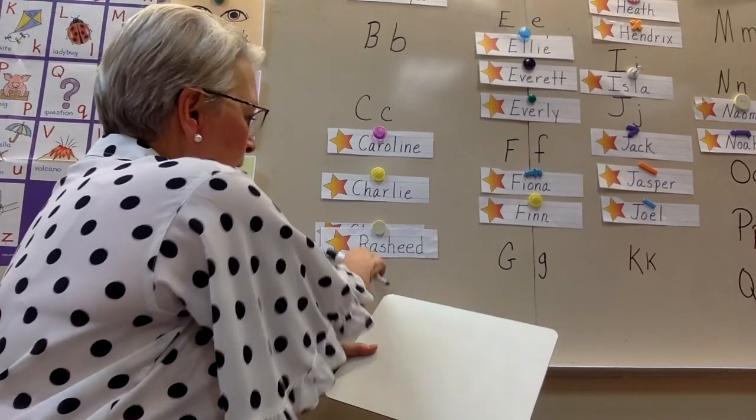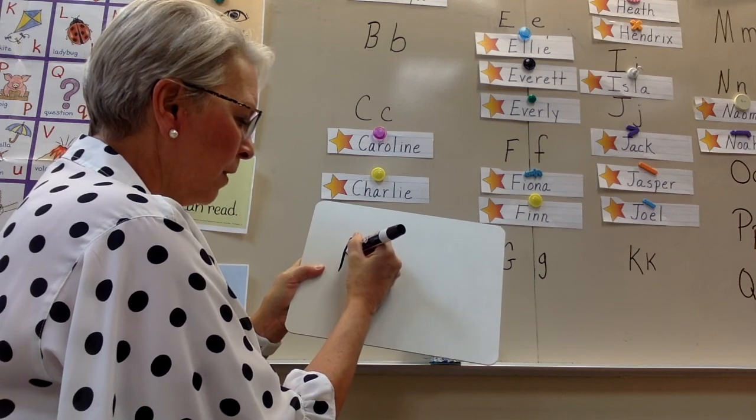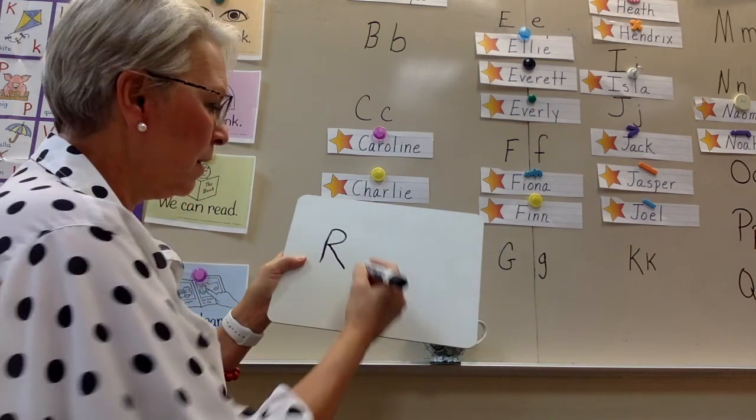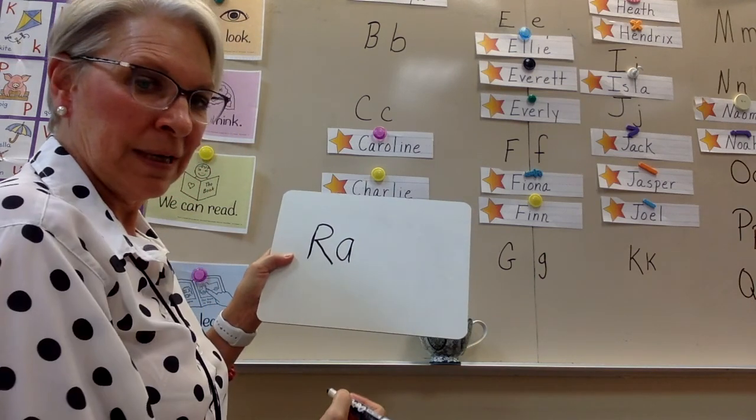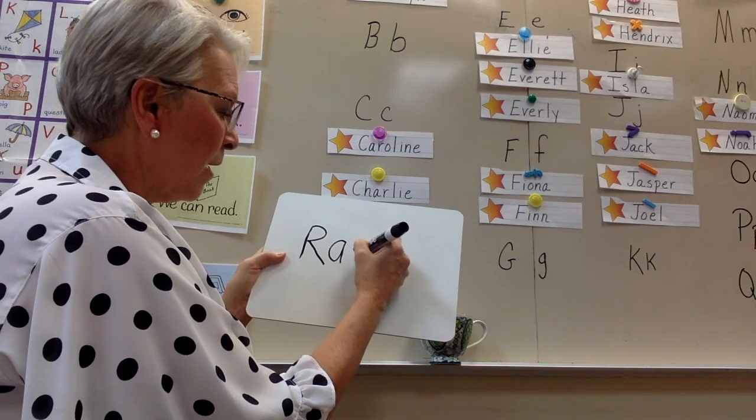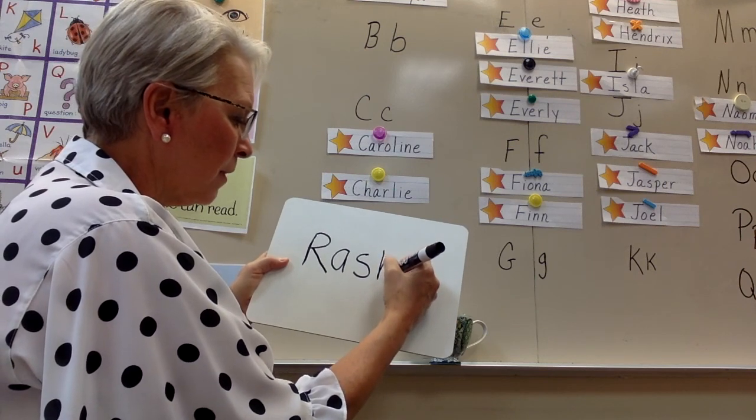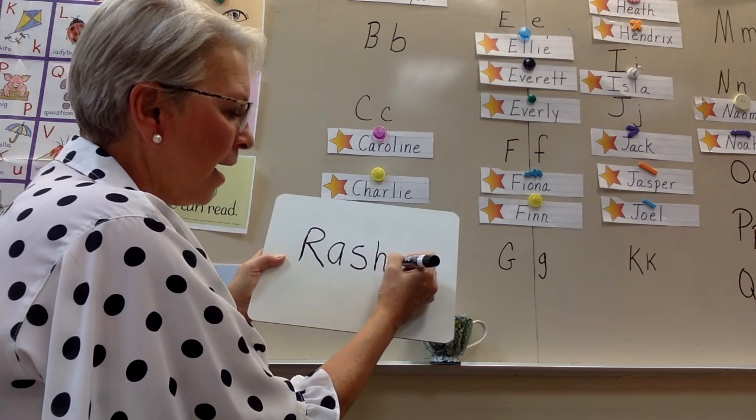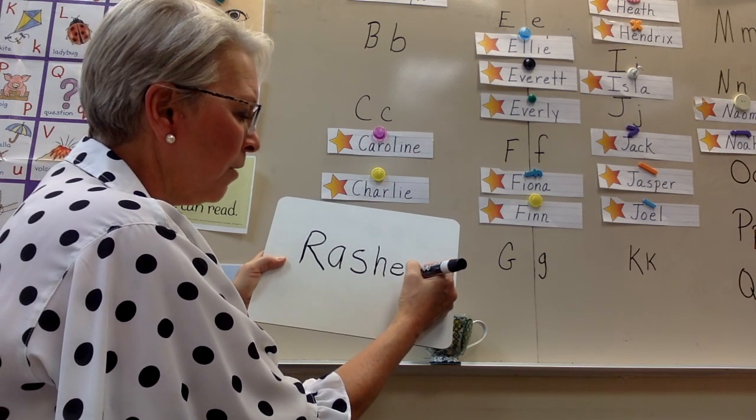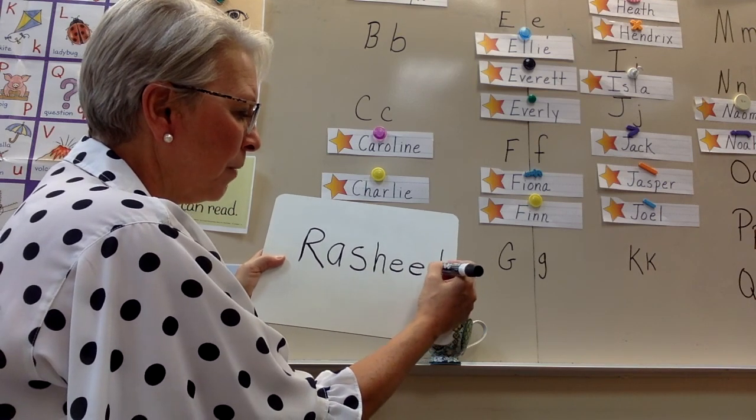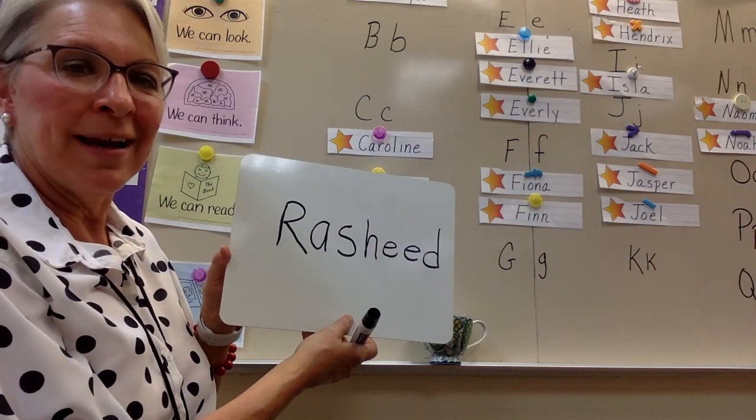Rashid. So I see R. So we go down, up, bump around, line out. R. Now A. Curve around, line up, line down. S. Bump around, bump around. H. Line down, bump around. E. Out, bump around, bump around. E. Out, line out, bump around, bump around. And D. Down, bump around. So now have you written Rashid? I'm going to pause me and write it.